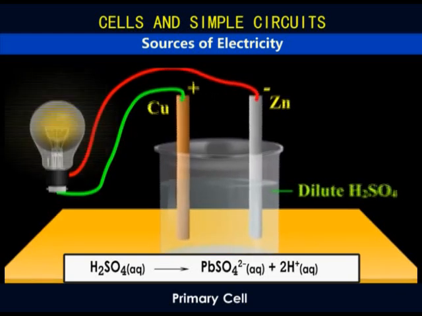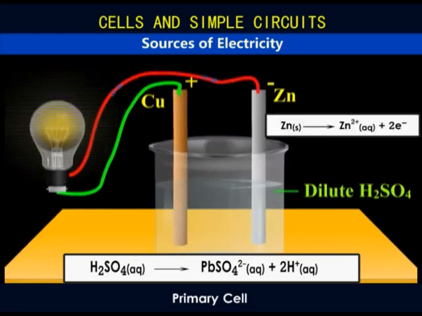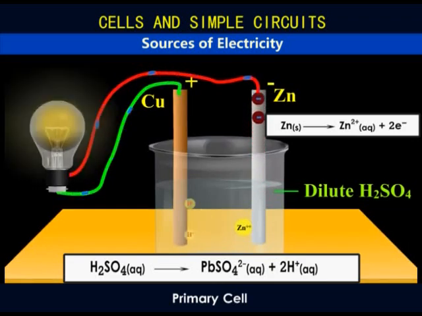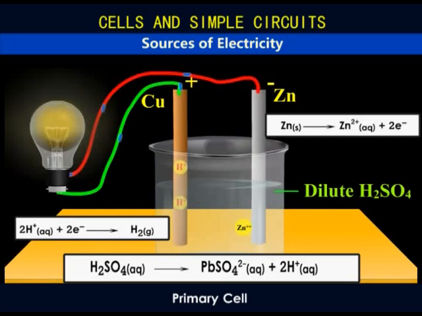At the zinc electrode, zinc atoms get oxidized and go into solution as zinc ions, releasing 2 electrons. These electrons flow along the external circuit to the copper electrode, creating an electric current. At the surface of the copper electrode, the electrons combine with 2 hydrogen ions to form hydrogen gas.